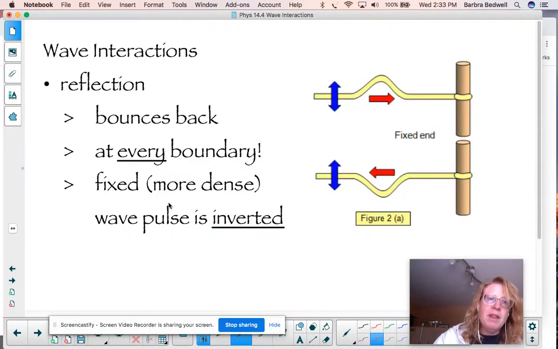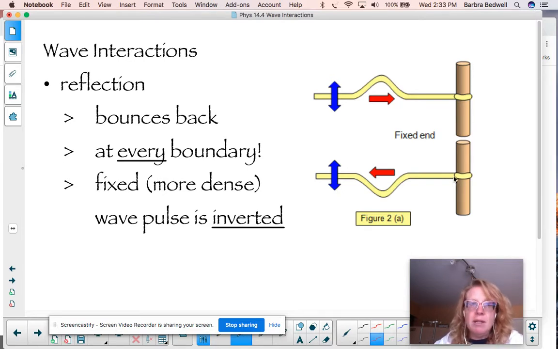So again, with this type of wave interaction, it's about a wave pulse or a waveform of a bunch of repeated pulses hitting a boundary. So the nature of the boundary here is important, and that's the next two slides. If you talk about it hitting a fixed boundary, like hitting a wall, when it bounces back, it tends to bounce back inverted. And that's the key concept here that I want to make sure that you get, that every time a wave hits a boundary, it's going to bounce back.